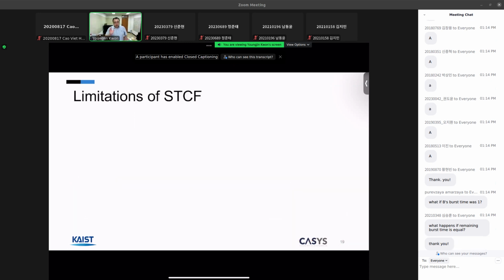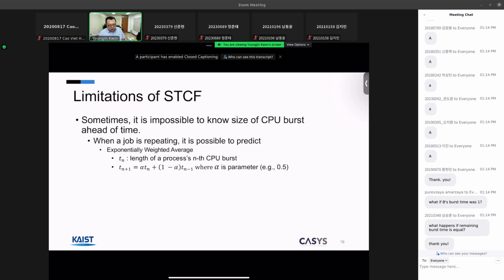So a limitation of STCF: sometimes we don't know the size of the CPU burst ahead of time. We assume that the CPU burst time is known, but sometimes it's impossible to know. So in that case, we have to predict. I talked about it last time, right? Using an exponentially weighted average. The next time is predicted from this one, and alpha is a parameter. It determines how much weight to put on the past or the current, so you have to adjust the parameter value. That's a configuration depending on the situation. So it's a kind of moving average.